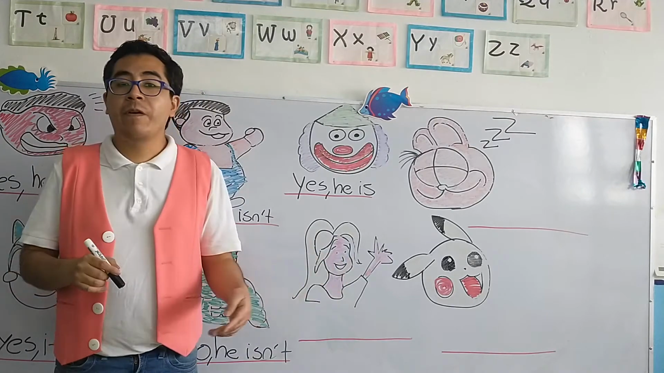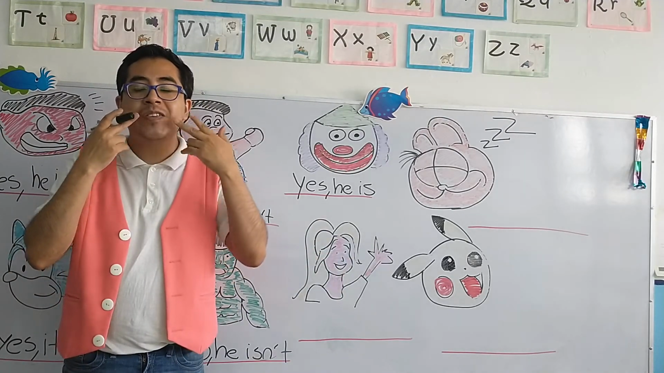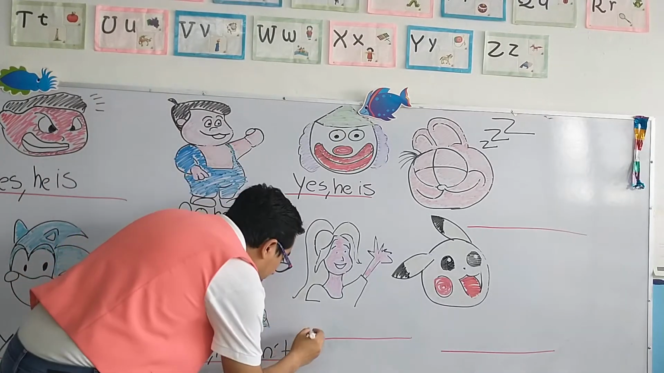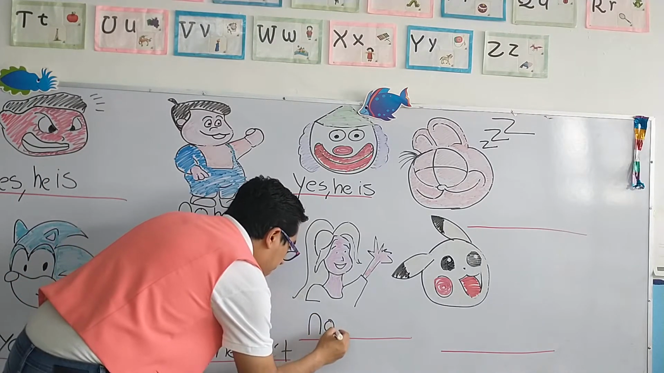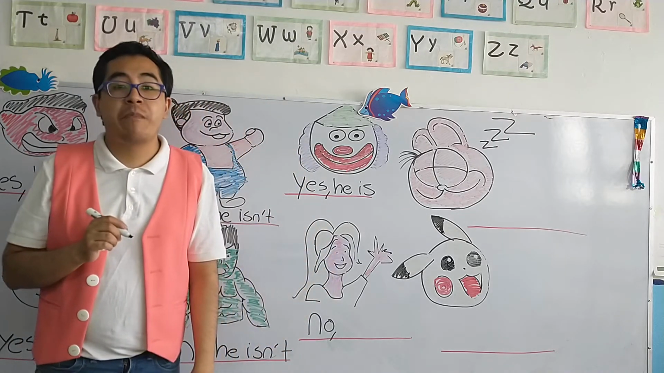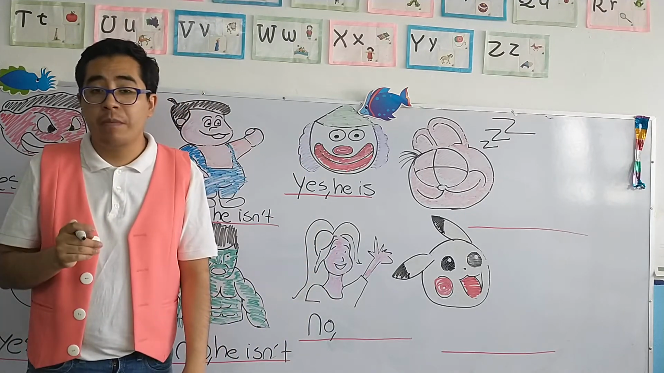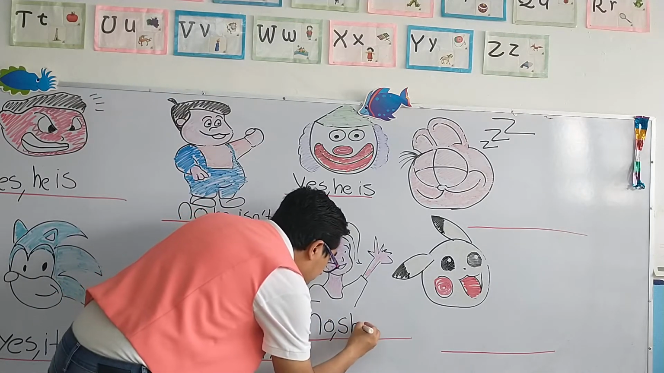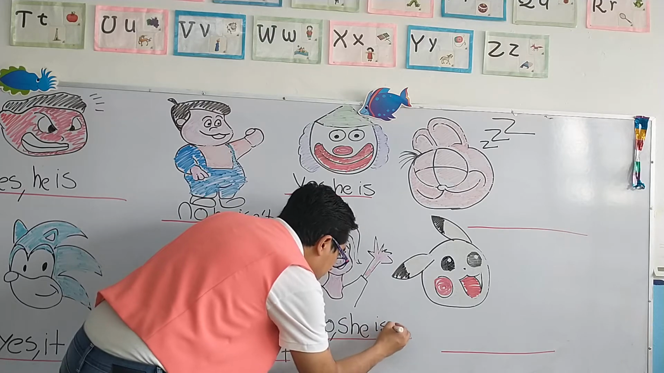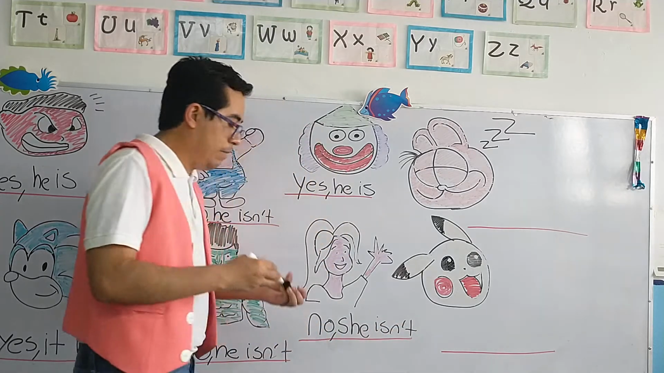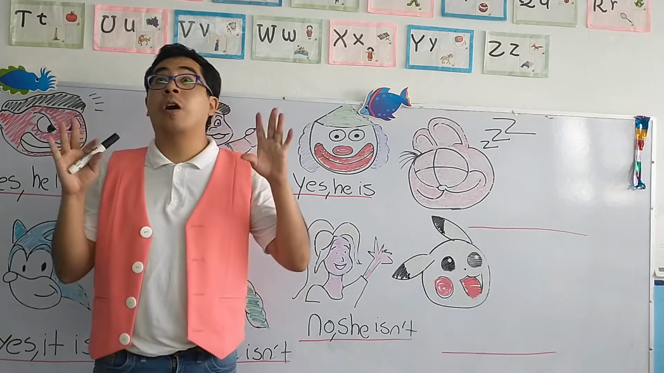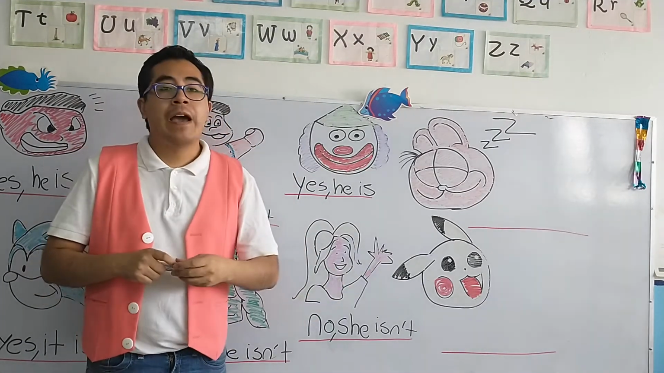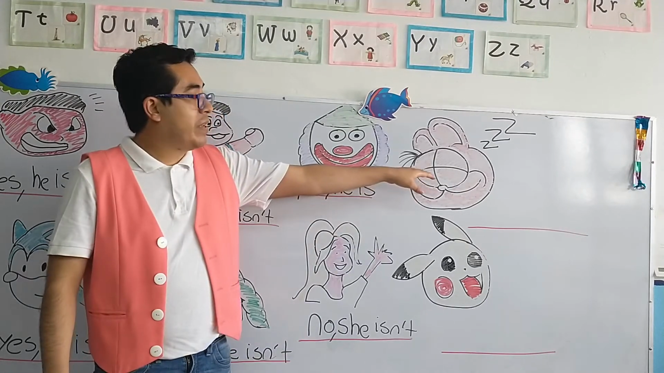Okay, by the look of her face, she is smiling. She's not shocked. So, no. And the pronoun, remember, is she because we're talking about a girl. No, she isn't. Barbie is not shocked. She is happy. So, no, she isn't. Now, let's continue with the cat.